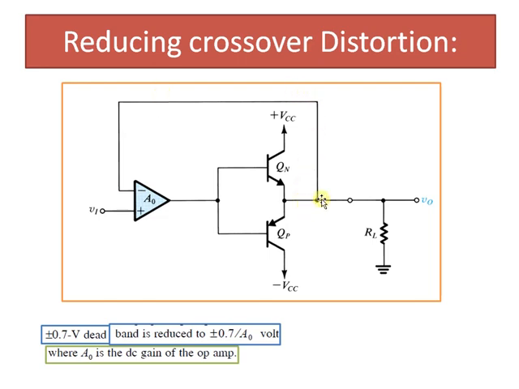Now the plus or minus 0.7 volt deadband is reduced to plus or minus 0.7 divided by A0 volt, where A0 corresponds to the DC gain of the op-amp. If you see, we had considered there the deadband to be plus or minus 0.5 volt, but actually if you consider a silicon transistor, the VBE voltage is equal to 0.7. So that is why they have mentioned here 0.7 volt to be the deadband.